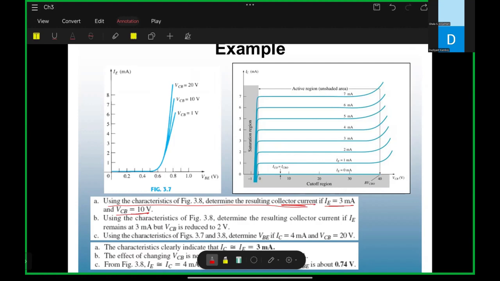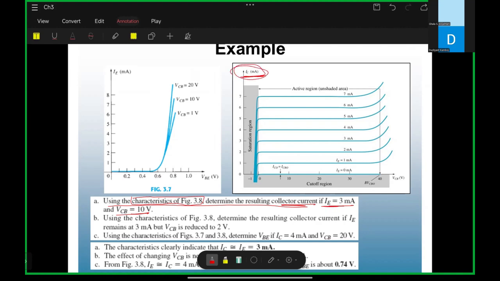No, no, Gala. This is from output characteristics. We have to calculate it from the characteristics. Now I will teach you how we can calculate from the characteristics. See here. Determine the resultant collector current, right? We have to find the value of IC from these characteristics.